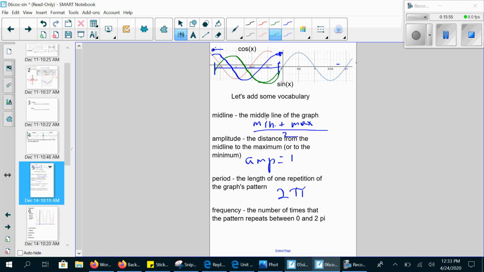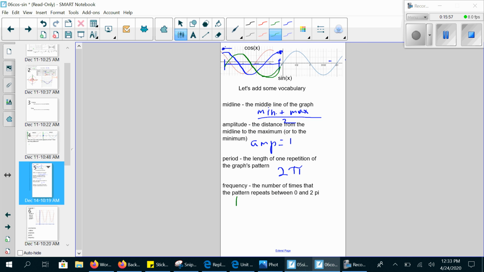And a good equation for finding period or frequency is that period is going to equal 2 pi divided by frequency, and frequency is going to equal 2 pi divided by period. Did I say that right? Period equals 2 pi over frequency, frequency equals 2 pi over period.